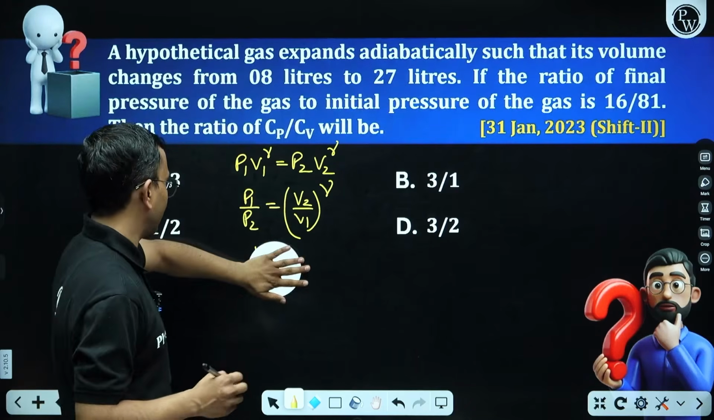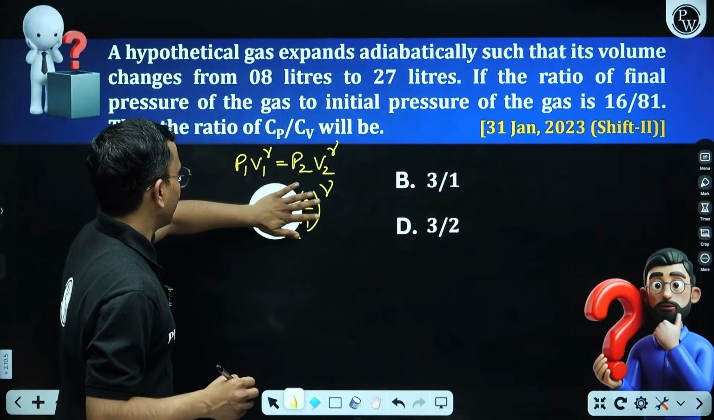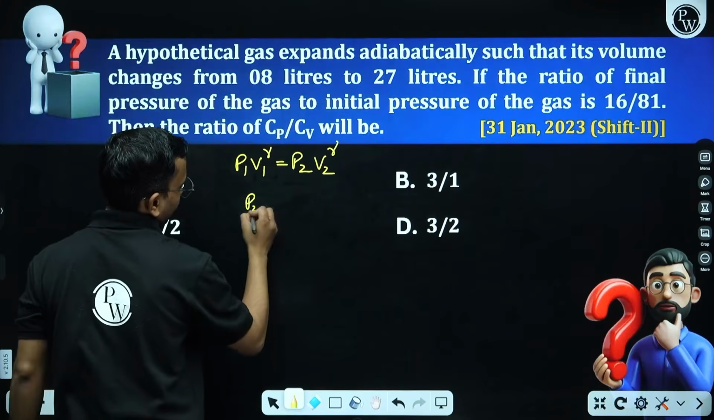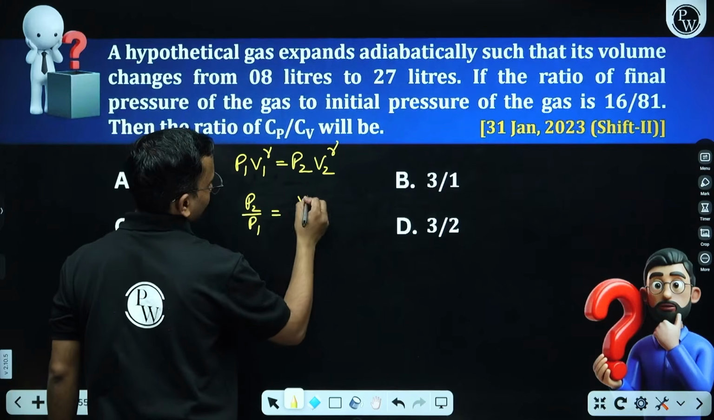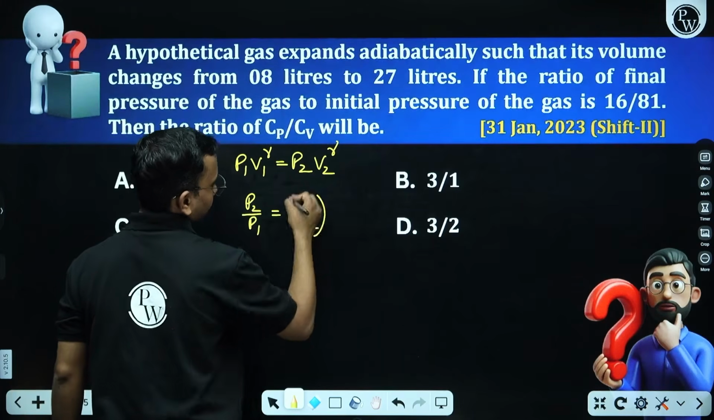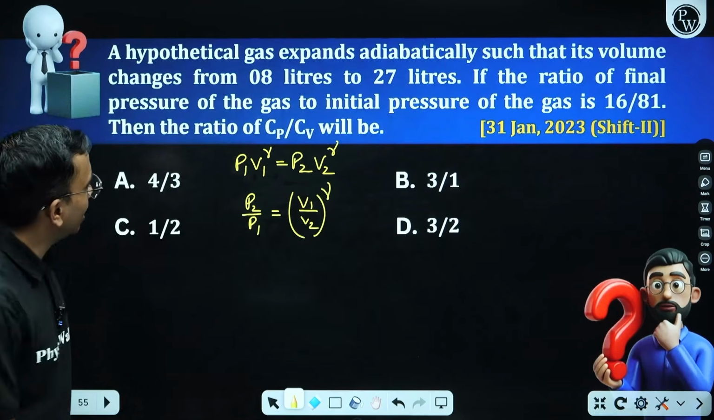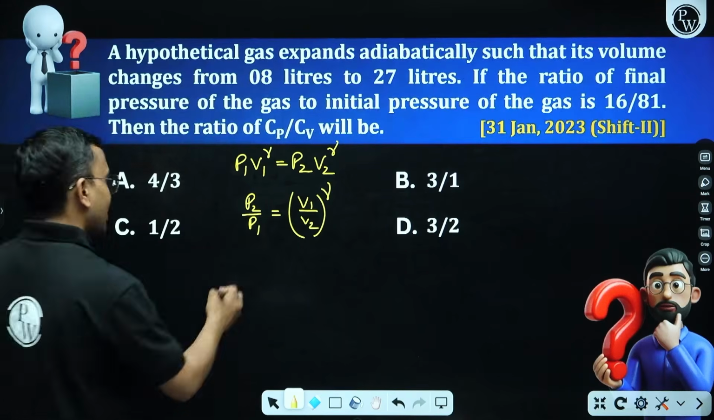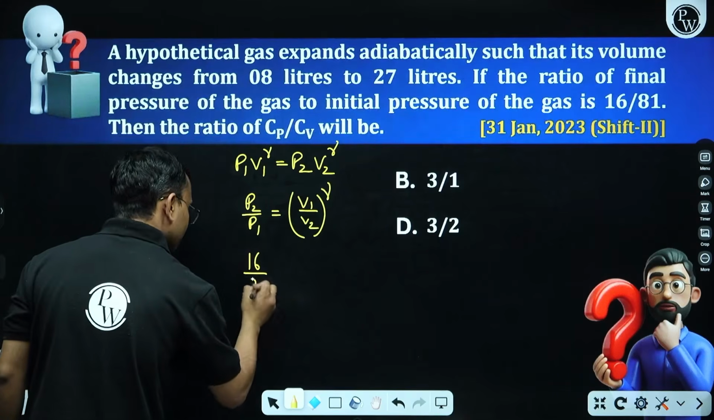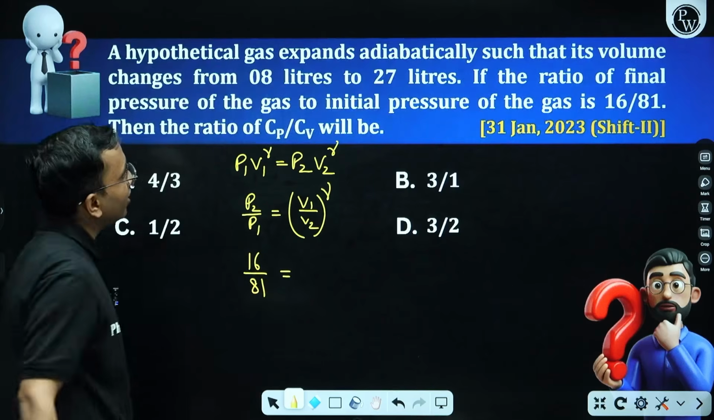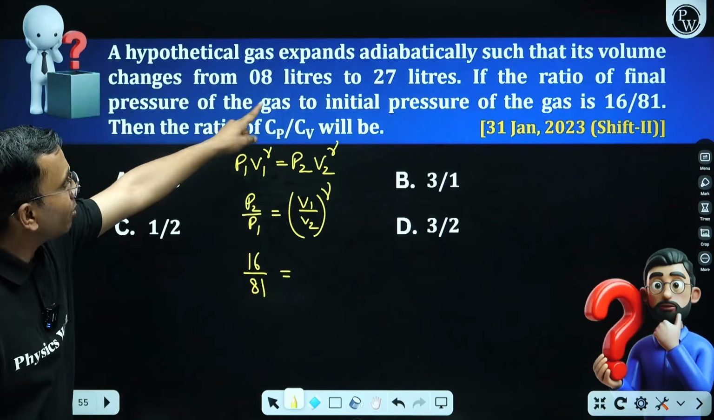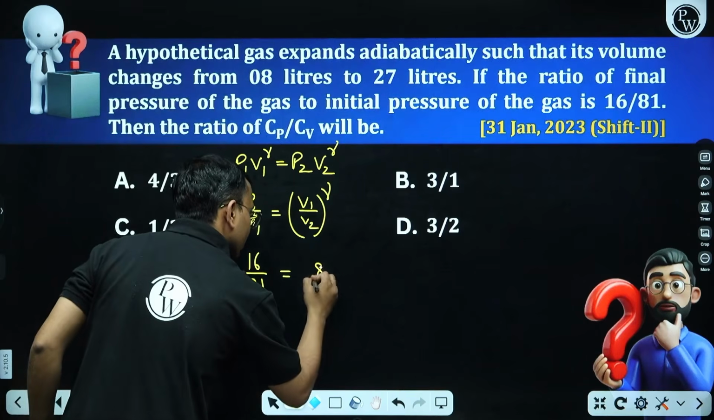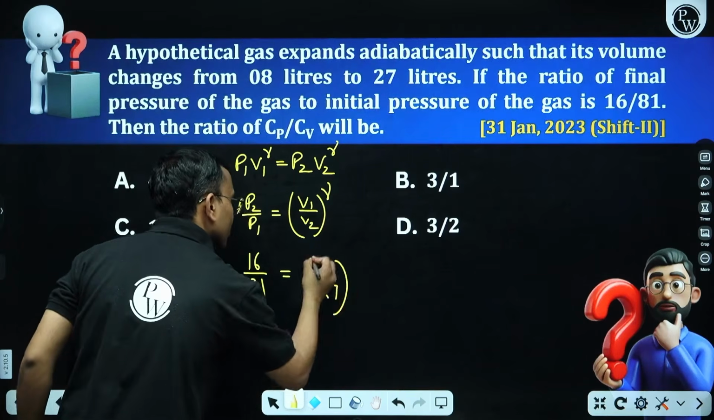Oh, I made a mistake. I need P2 by P1. Yeah. P2 by P1 is equal to (V1 by V2) to the power gamma. P2 by P1 is 16 by 81, and V1 by V2, it changes from 8 liters to 27 liters, so this ratio will remain the same, 8 by 27, to the power gamma.